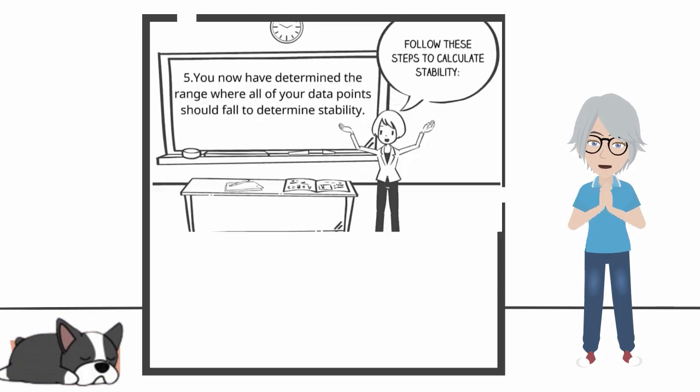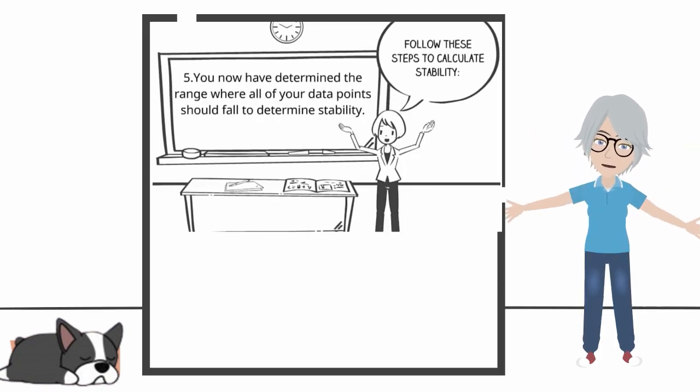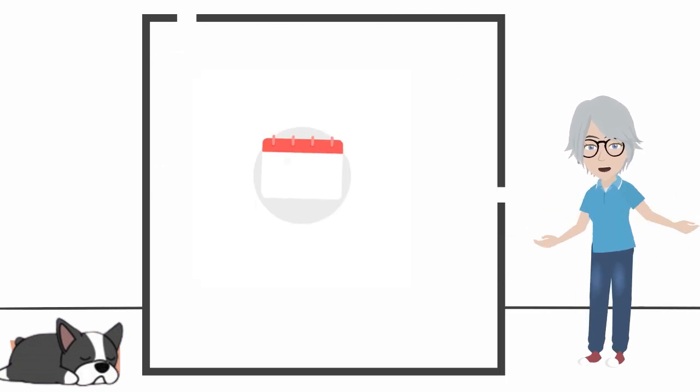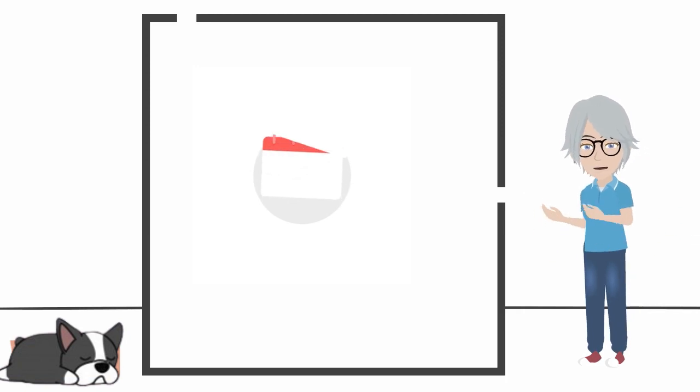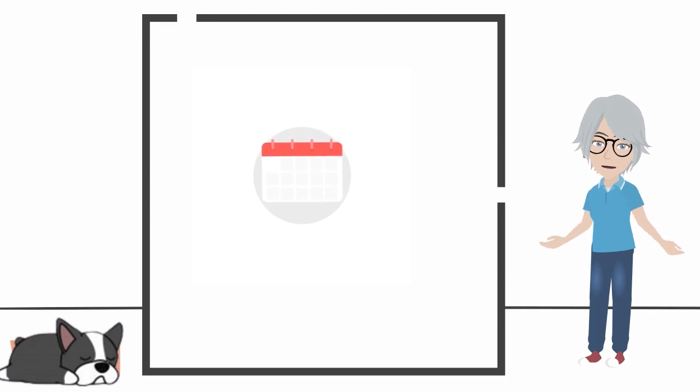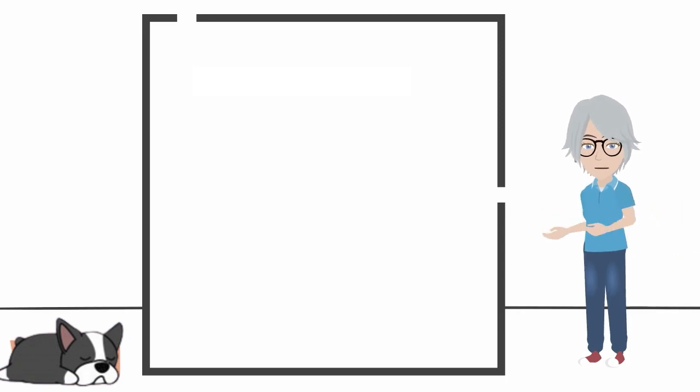And now you have determined the range where all of your data points should fall in order to determine the stability. Now on the calendar, I've linked for you a video showing you exactly how to do that and giving you some examples of it. It takes about 3 minutes to watch, so check that out if you need more practice with it.